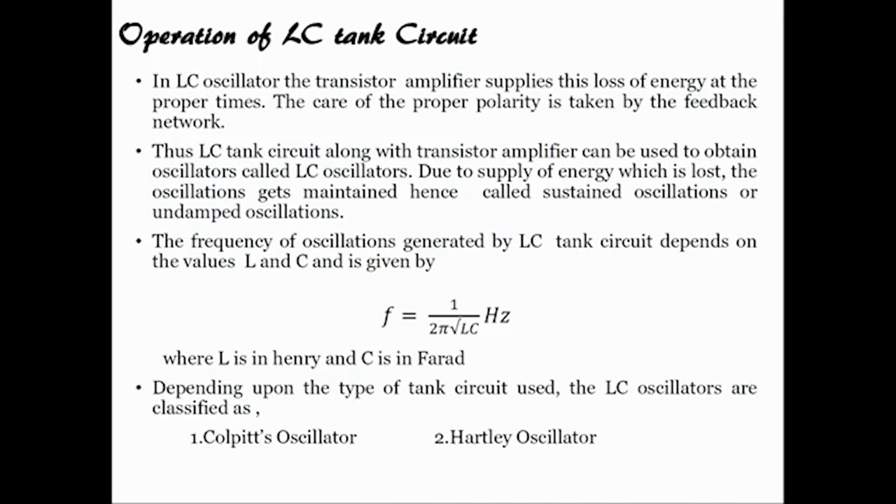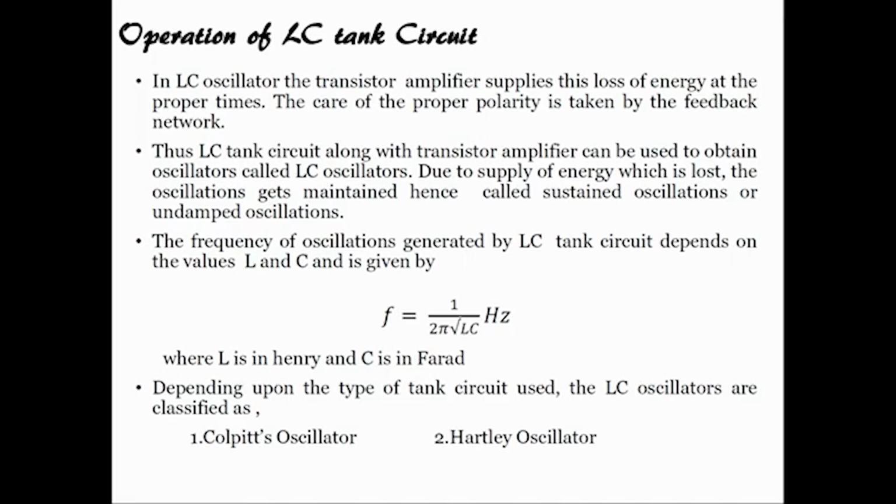So, what can we do? In an LC oscillator, the transistor amplifier supplies this loss of energy at the proper time. If I have a transistor amplifier, then the energy that is lost during the charging and discharging of the inductor and capacitor can be compensated using the transistor amplifier. The LC circuit along with a transistor amplifier can be used to obtain oscillators called LC oscillators. Due to the supply of the lost energy, the oscillation is maintained and hence called sustained oscillation or undamped oscillation.